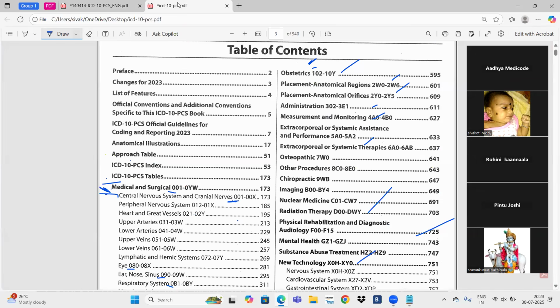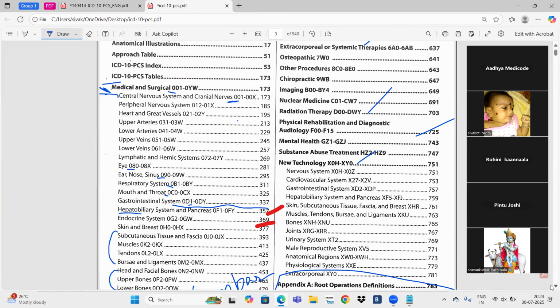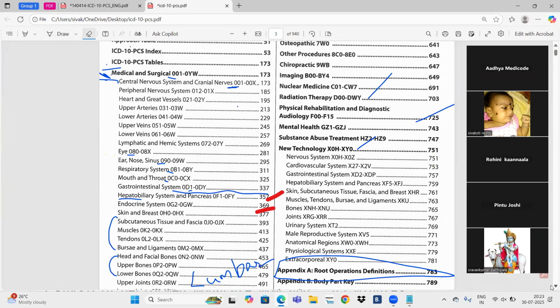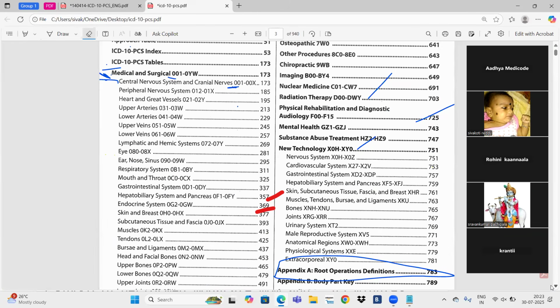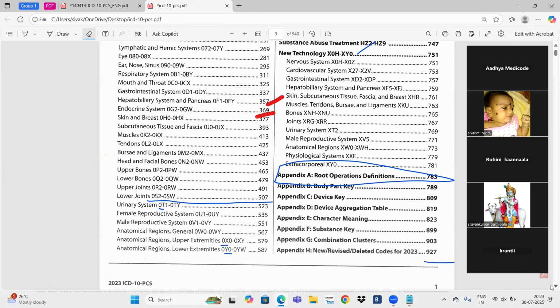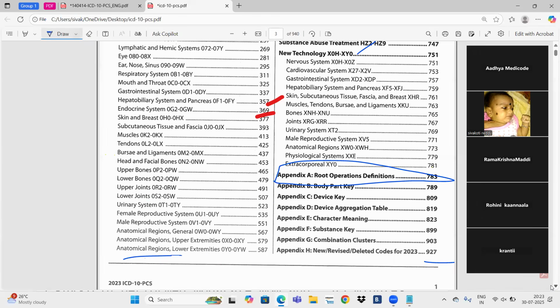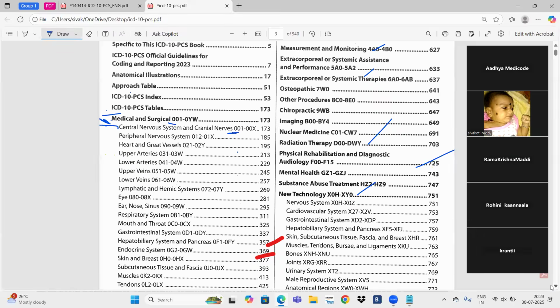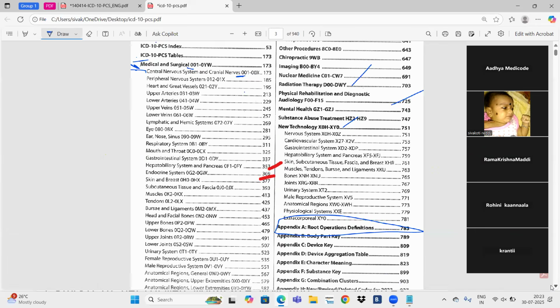Under medical and surgical, what did they mention? They have given the body systems, right? Central nervous system, peripheral nervous system, heart and great vessels, upper arteries, upper veins, lower veins. Like this, they have given up to upper extremities, anatomical regions, lower extremities. Up to here, total 31 body systems, 0 to Y. These are the body systems, guys.